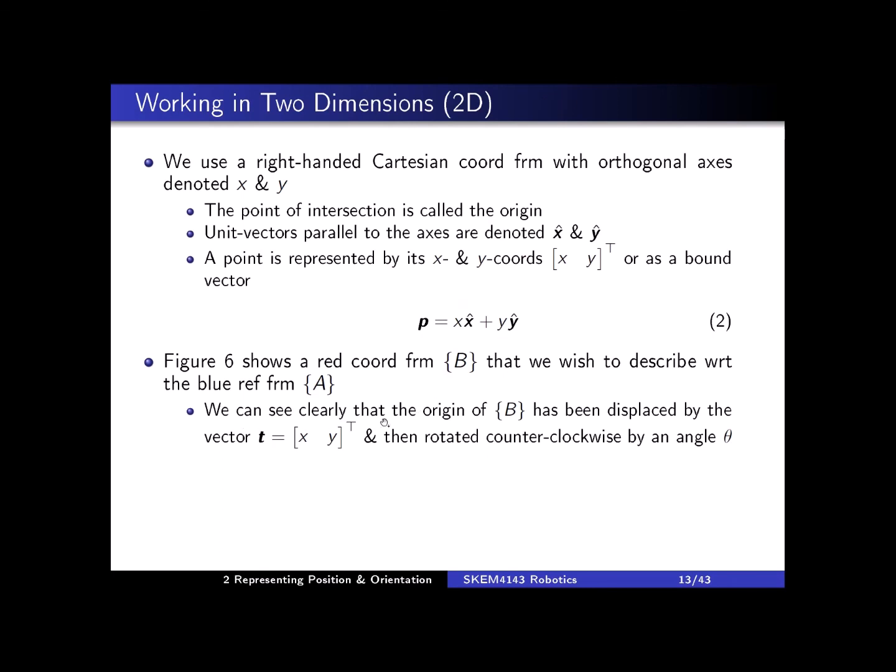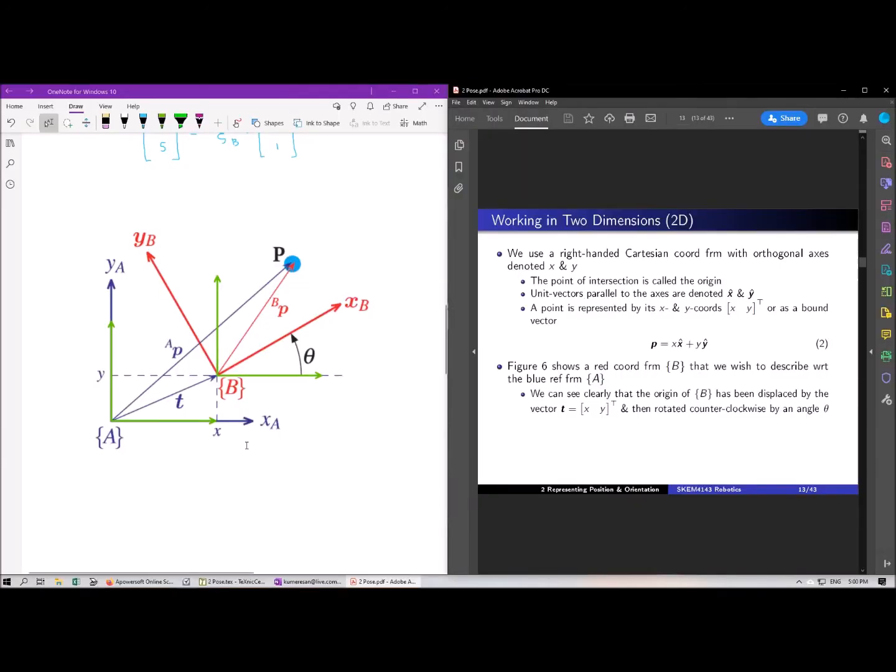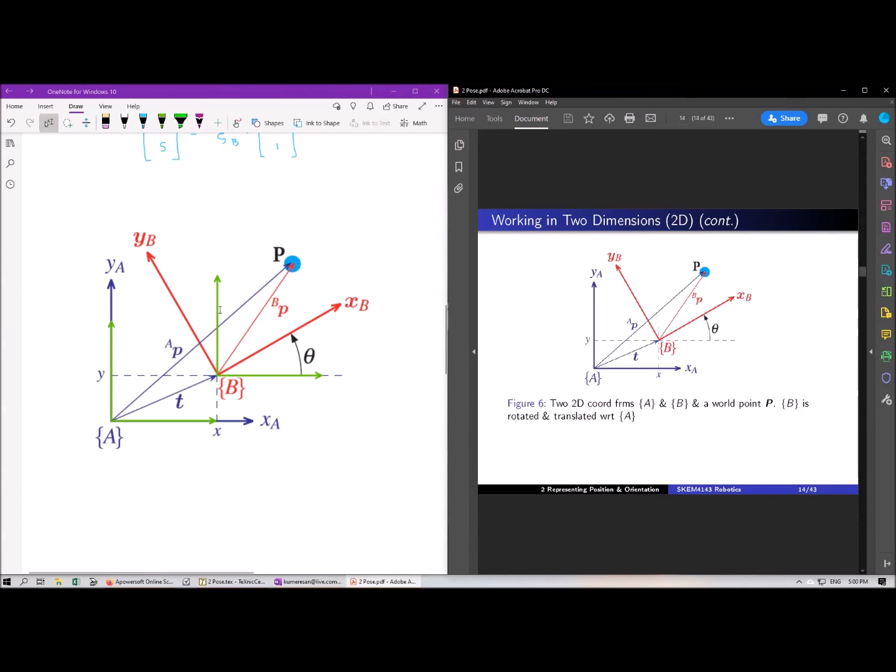We can clearly see that the origin of B has been displaced by the vector t, with components x and y, and then rotated counterclockwise by an angle theta. I've explained this earlier. You can imagine in the beginning, the red coordinate frame was not here, but was here, in parallel to the A coordinate frame. In the first step, we move it to this point by t without rotating, and in the second step, we rotate it by theta, and that results in coordinate frame B.